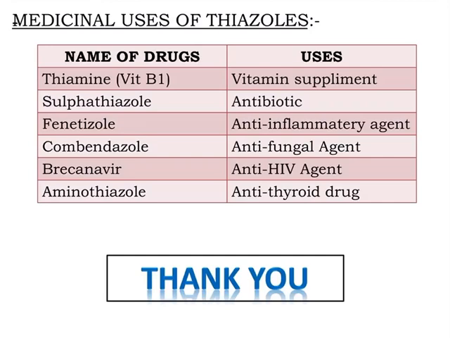Phenetizole is an anti-inflammatory agent. Another example is of antifungal agent, that is cambendazole. Brecanavir is an anti-HIV agent, while aminothiazole is an anti-thyroid drug. All these drug molecules carry thiazole ring in their basic structure.